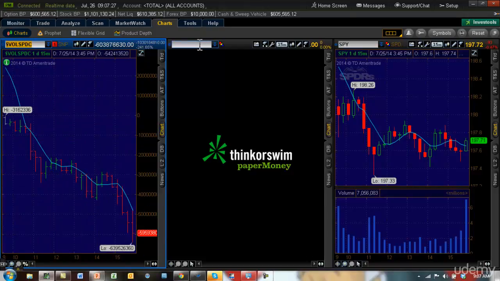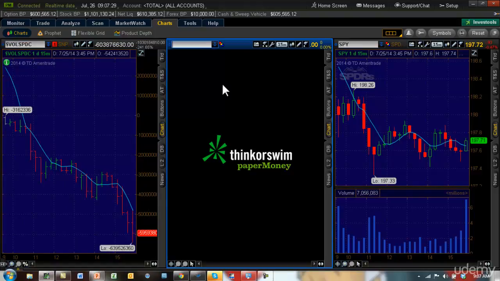The second one is simpler. It is just the plain advancing issues minus declining issues. So if you're looking at the S&P 500, out of the 500 stocks, how many are advancing and how many are declining? That also gives you a good idea about the market internal strength, because the more issues that are advancing, obviously then you're going to see a bullish trend for the day. And conversely, the more declining issues you see, you're going to see a bearish trend for the day.